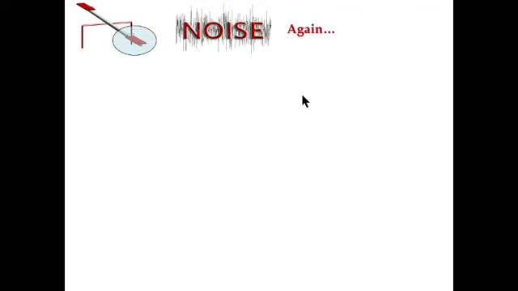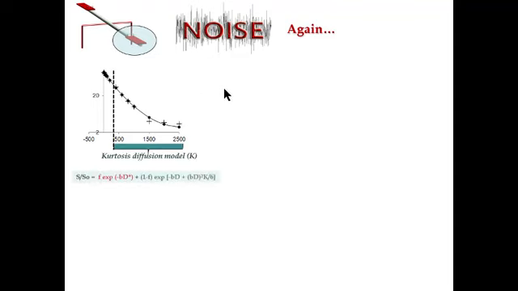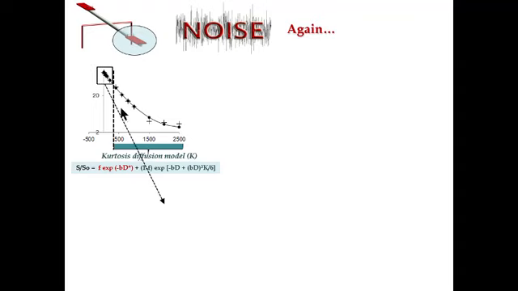Second pitfall: noise again. We are still talking about the diffusion part here. This is a real data set, and I do exactly what I suggested. We take 250, we take this part, and we apply the kurtosis model. Good. I remove the diffusion part and see what I get. A negative IVIM effect. Why?